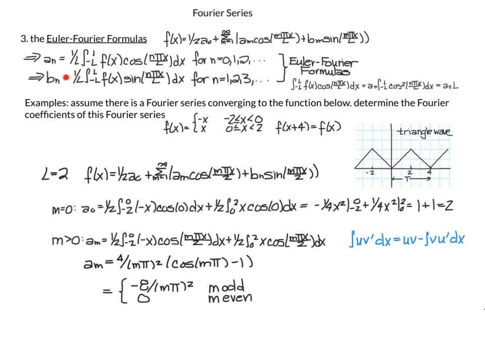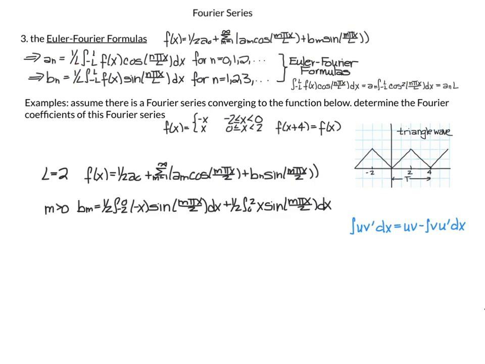And now we need to work on our b sub m. So for b sub m, we're only looking at m greater than 0. A naught only occurs once. It's out here, but it occurs with our even functions with cosine. So here we have m greater than 0. b m is equal to 1 over L, which is 1/2, integral from negative 2 to 0, our f of x, and now we multiply by sine of m pi x over 2 dx, plus the other half of our integral, 1 over 2, 0 to 2, and now we have x times sine of m pi x over 2.